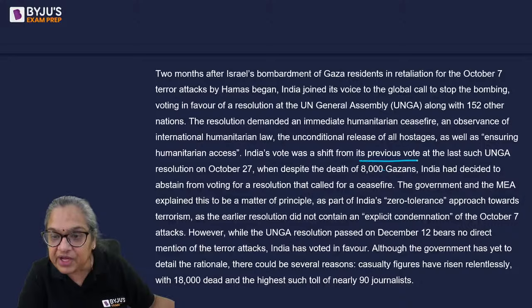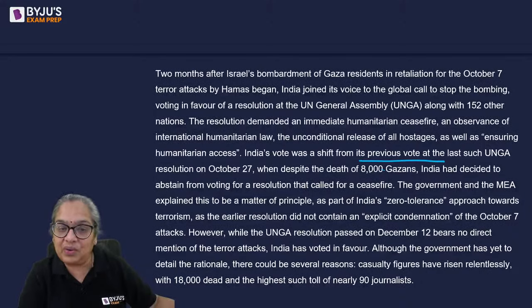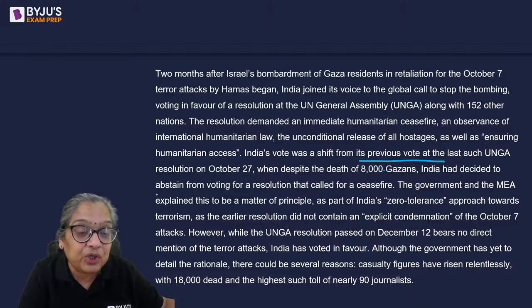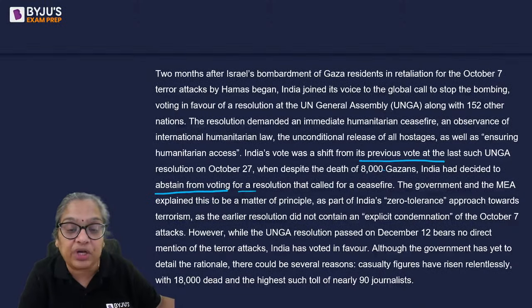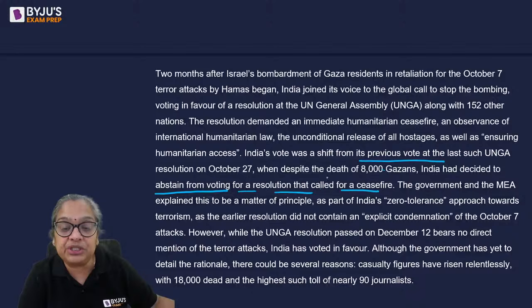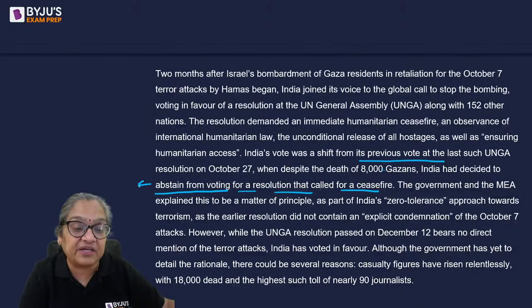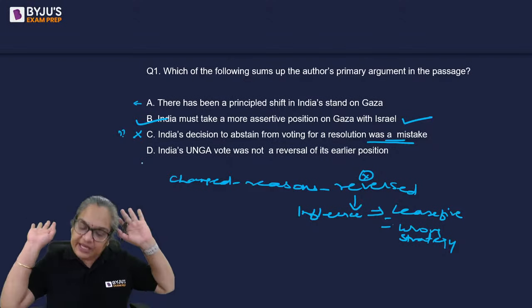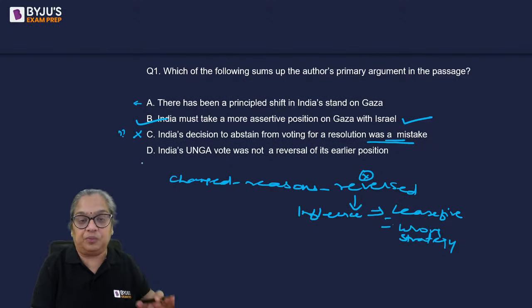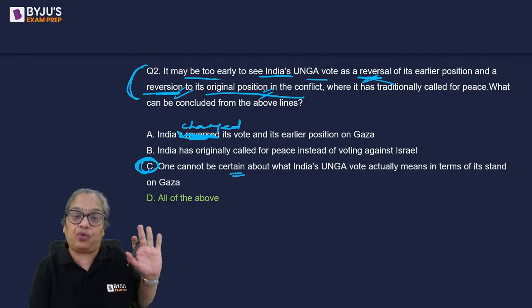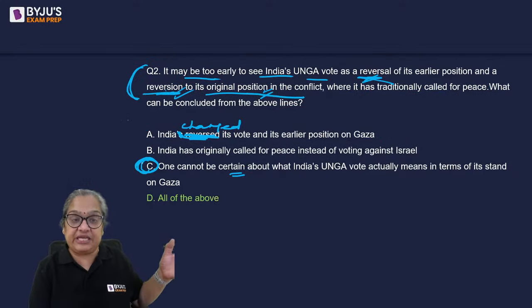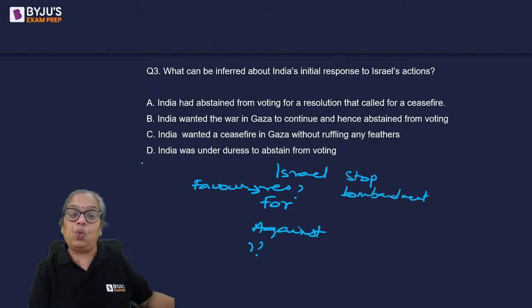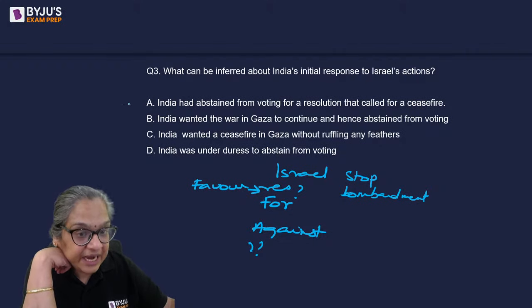India's previous vote. Okay, India had decided to abstain from voting for a resolution that called for a ceasefire. So, what was India's initial reaction? To abstain from voting. Abstain means not vote. Neither for nor against. I'm not going to vote. I'm not going to tell you anything. I'm going to sit out of this vote. That is called abstaining, keeping away. So, what did India do? It had abstained from voting.